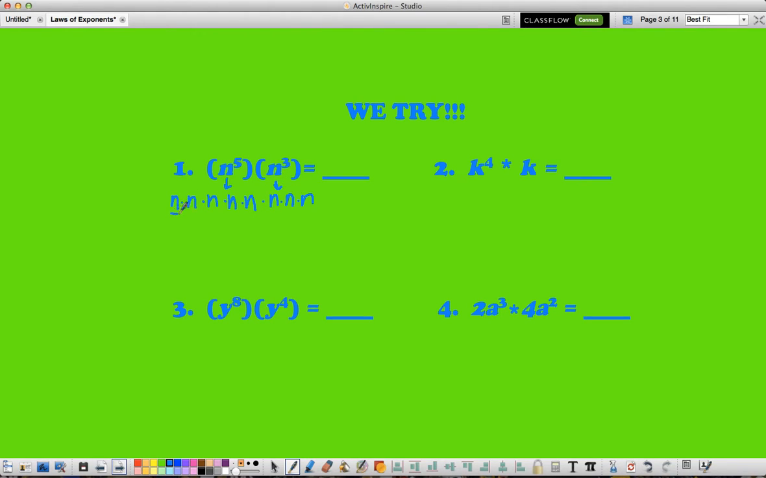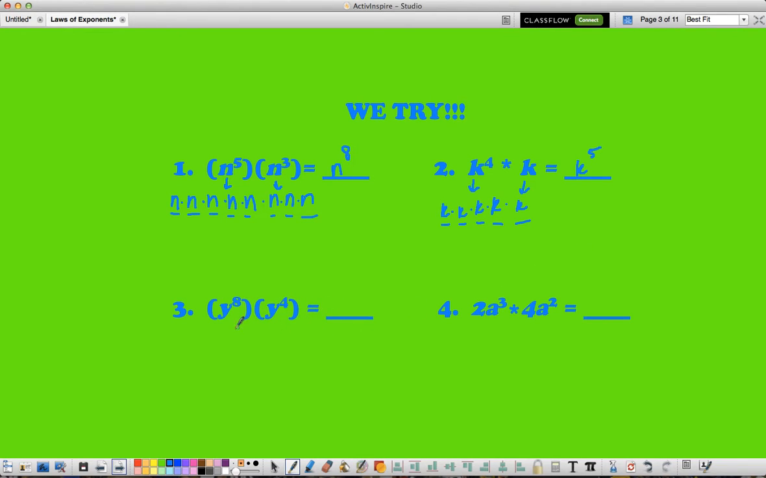And I know that this is 1, 2, 3, 4, 5, 6, 7, 8. So this is n to the 8th power. Here I have k to the 4th power, which is k times k times k times k. And then k to the 1st power means that there's just 1 k. So I know I have 1, 2, 3, 4, 5. So this is k to the 5th power.